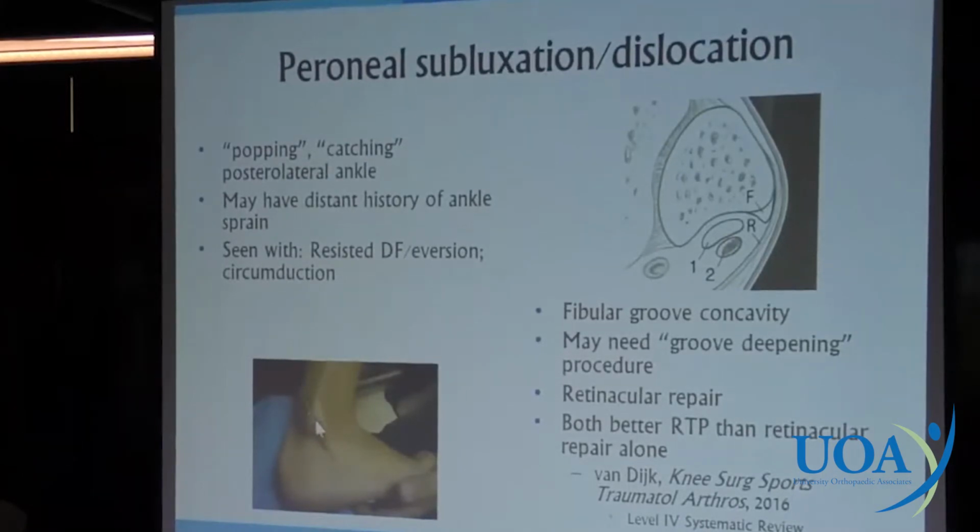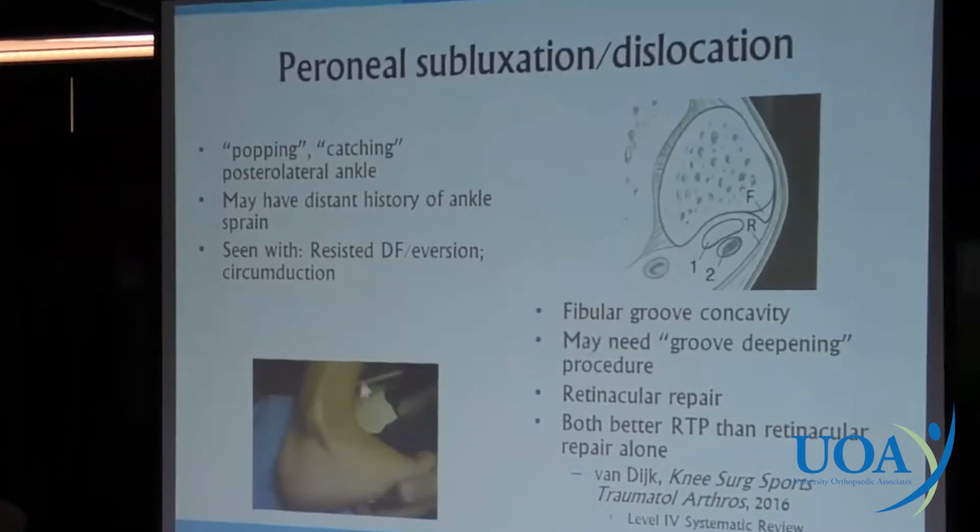Patients who are dislocating their tendons, such as this patient, the tendon has dislocated from behind the fibula anteriorly. They may come in complaining of popping or catching on the posterolateral ankle. Usually there's some sort of history of prior trauma or sprain. It's pretty rare, but you can elicit the dislocating tendons by resisted dorsiflexion and eversion, or having the patient circumduct their ankle, and they may be able to do this themselves.